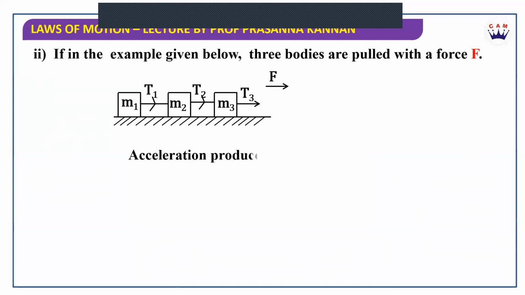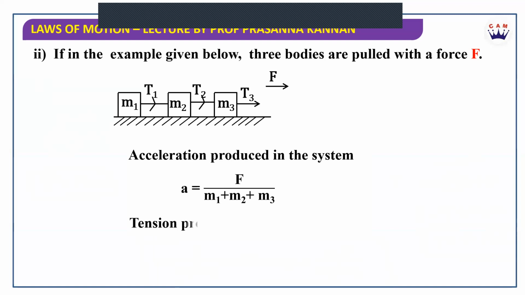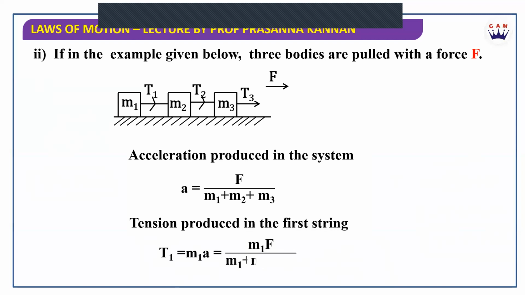Yes, so first we'll see acceleration. So acceleration produced by the system is force divided by total mass. What is the force? F. What is the total mass? M1 plus M2 plus M3. Then what is tension produced in the first string, M1? T1 is equal to M1 into A. Instead of A, you substitute this F by M1 plus M2 plus M3. Next.